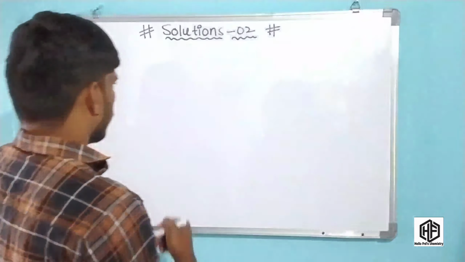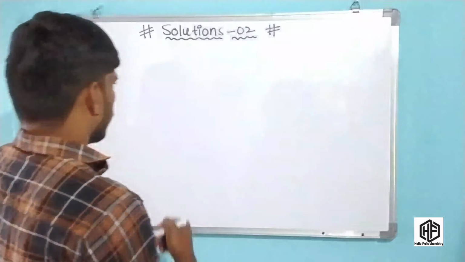Volume by volume percentage is equal to volume of solute by volume of solution into 100. This is the formula of the volume by volume percentage. Now the first important concentration term is the volume by volume percentage. It is the volume of solute by volume of solution into 100. This formula is used for the percentage of volume by volume.